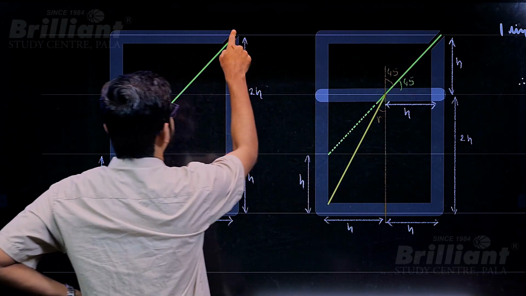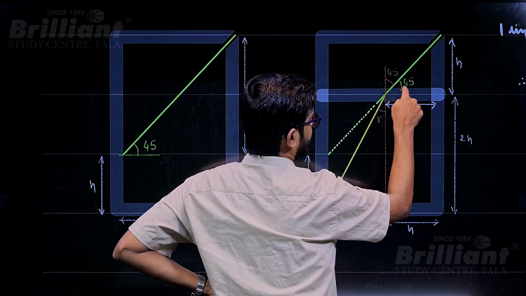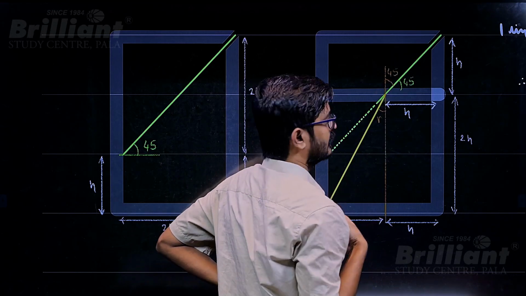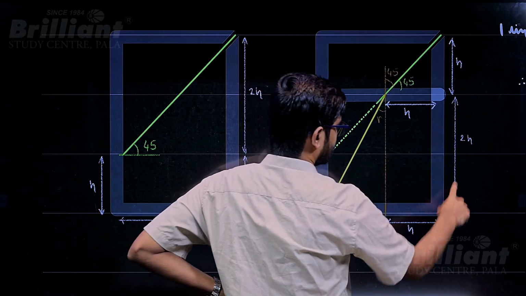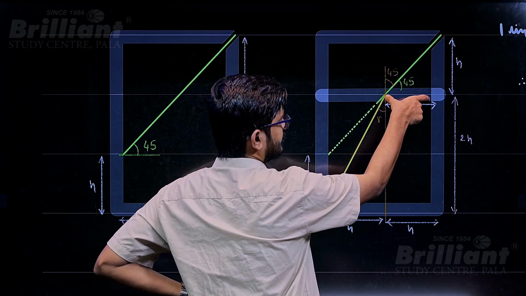Now we know this ray is making an angle of 45 degrees with the horizontal. So if this is the normal, then the angle of incidence will be 45. And they said this length is 2h, so this will be h.